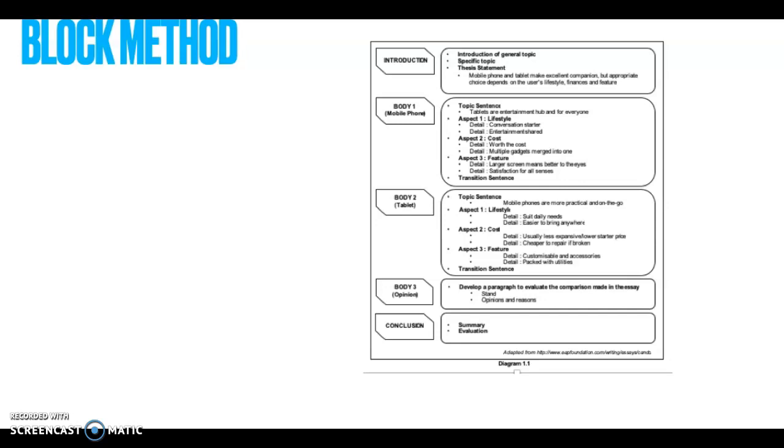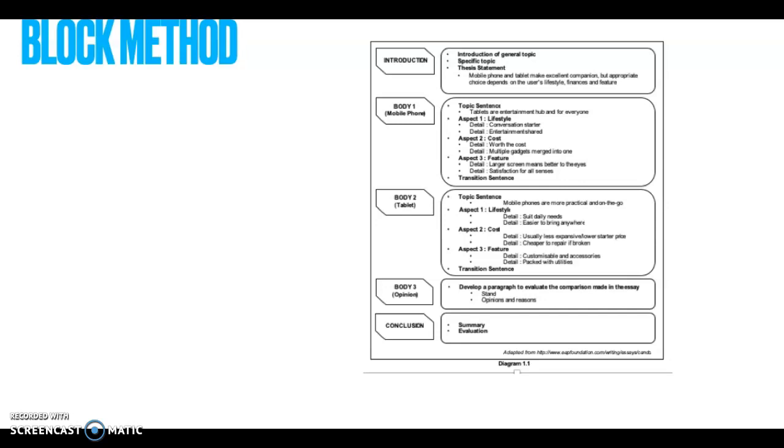Okay, and what are the similarities that the tablet has? Of course, this one we have to split into body 2. And aspect 2, you talk about course. The same thing you are going to talk about in your body 2, and then aspect 3, feature, you will also talk about this in the second body.